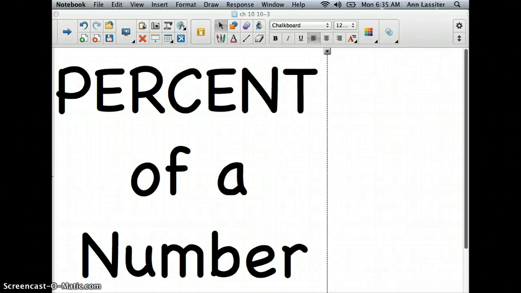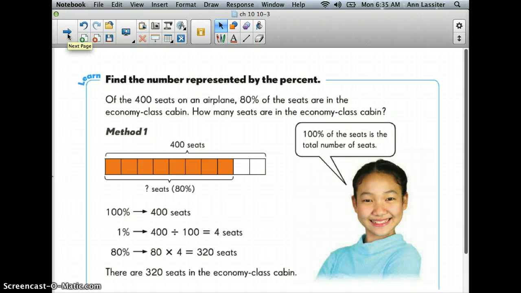This next section is called percent of a number, and this is relevant to many situations in your life when you're buying something and it's on sale or there's a price markup.